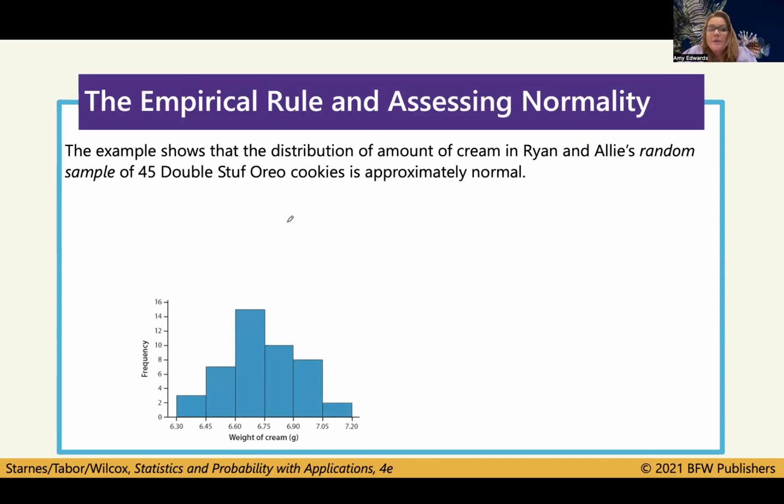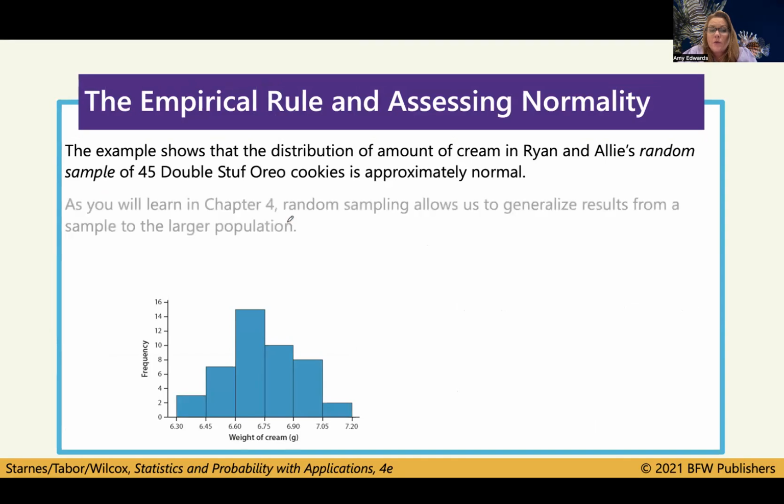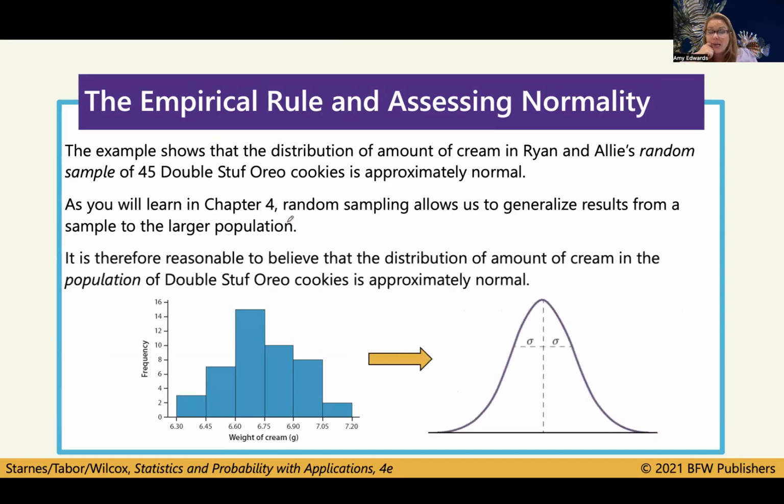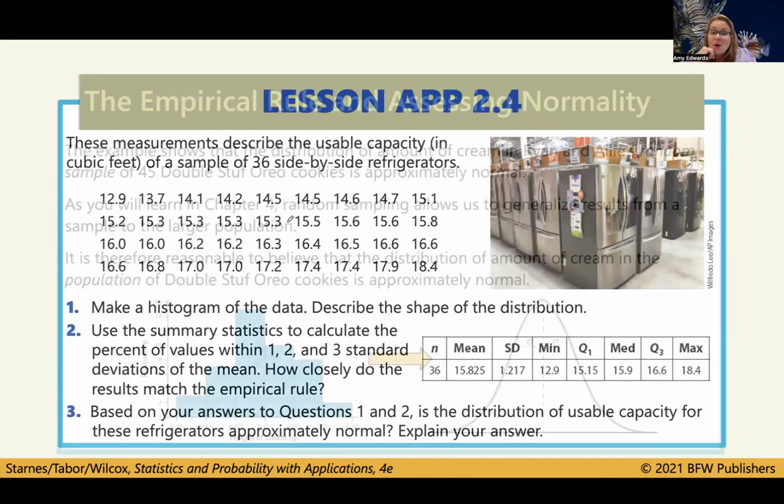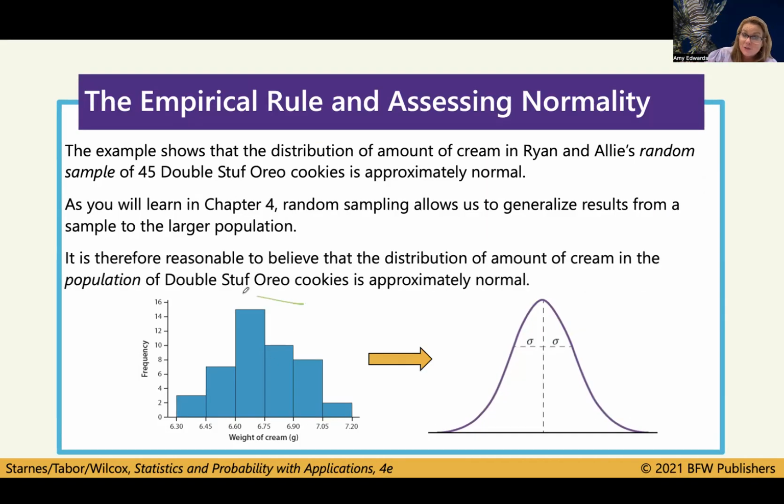Here's our random sample of 45 double stuffed Oreo cookies. We determined that it's approximately normal. So when we do random samples like this, it can allow us to generalize to the entire population of Oreo cookies, not just the 45 that we looked at. So it is reasonable to believe that the distribution of the amount of stuff in the Oreo cookie is approximately normal. We could turn around and take the data that's right here and apply it to every packet of Oreo cookies.